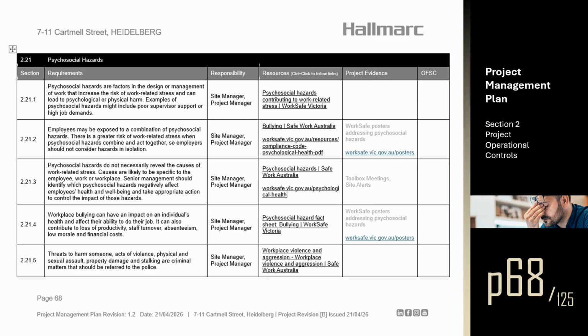Section 2.21. Psychosocial hazards. Section 2.21.1. Psychosocial hazards are factors in the design or management of work that increase the risk of work-related stress and can lead to psychological or physical harm. Examples of psychosocial hazards might include poor supervisor support or high job demands.